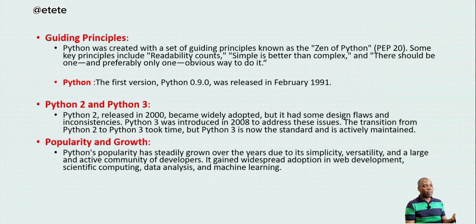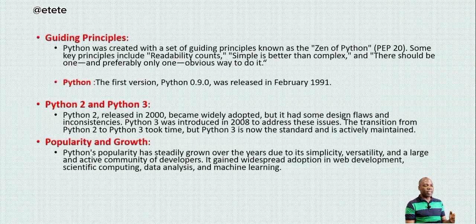Python. The first version, Python 0.90, was released in February 1991. Python 2, released in 2000, became widely adopted, but it had some design flaws and inconsistencies. Python 3 was introduced in 2008 to address these issues. The transition from Python 2 to Python 3 took time, but Python 3 is now the standard and is actively maintained. For this lecture, I'll be downloading Python 3.x.